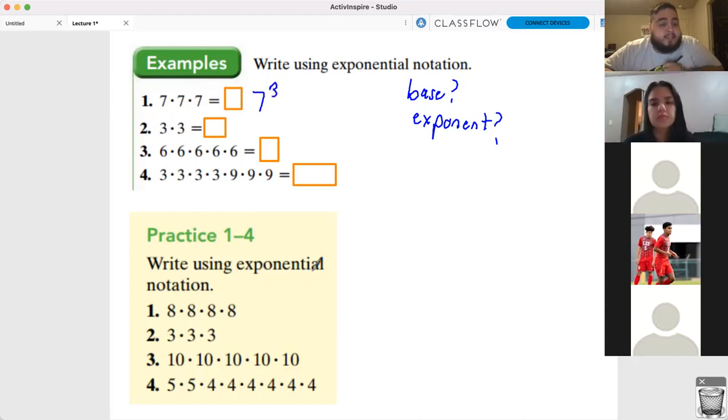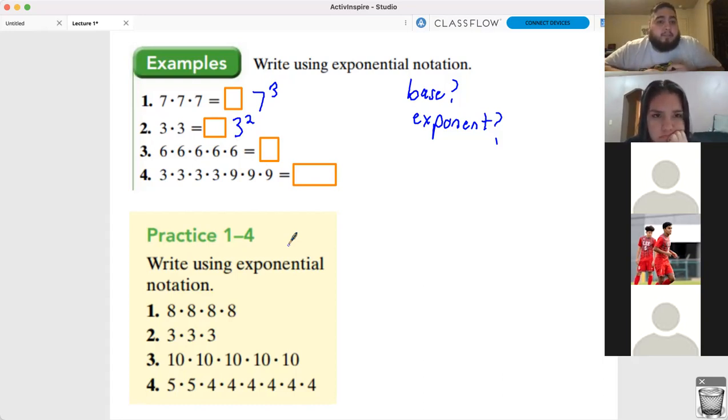How do we read this, ladies and gentlemen? 7 cubed, or 7 to the third power. That is correct. All right, and then we're done with number 1. Number 2. What's going to be my base for number 2? 3. Excellent. My exponent? 2. So how will we pronounce that? 3 squared, or 3 to the 2nd power. Excellent.